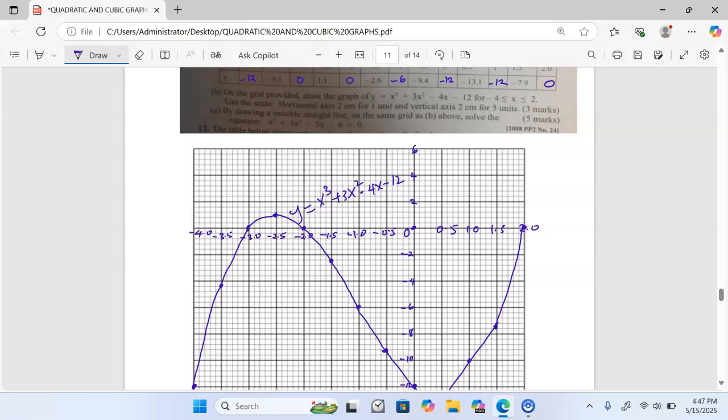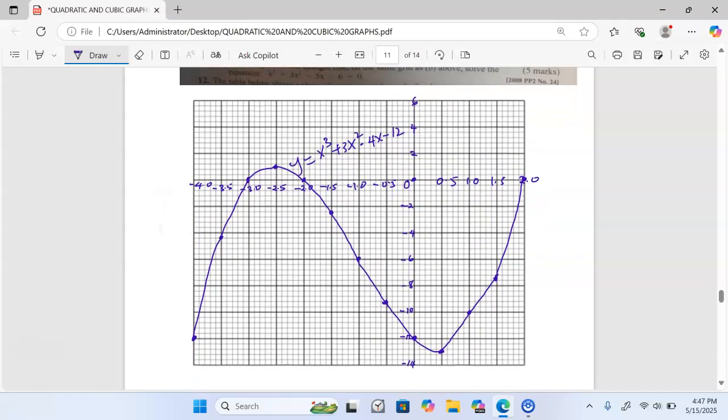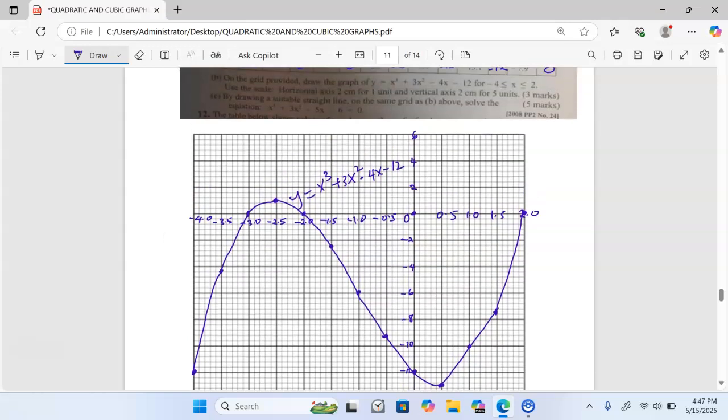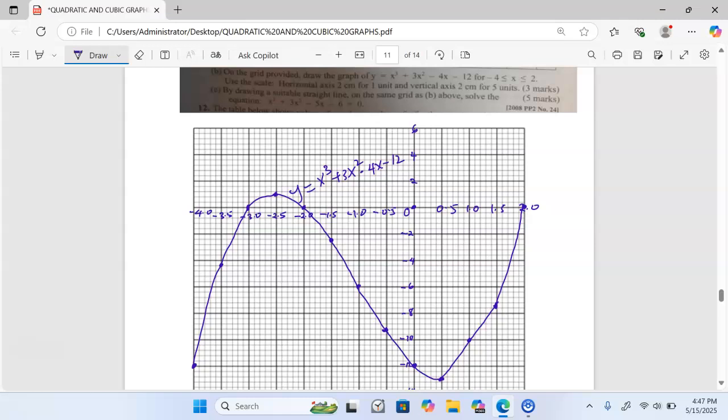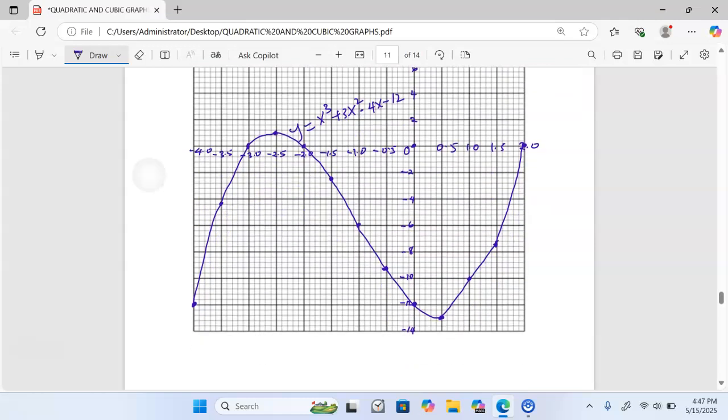For part C, by drawing a suitable straight line graph on the same grid as B above, solve the equation, that is x cubed plus 3x squared minus 5x minus 6.